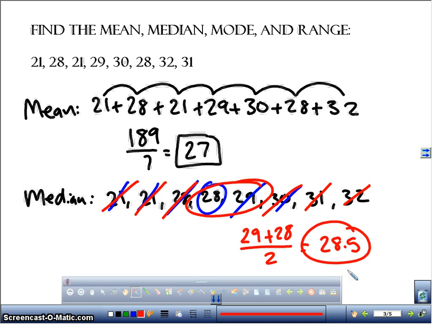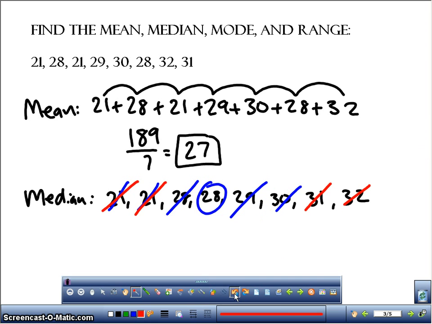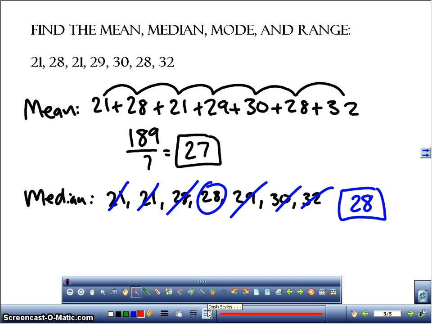So a lot of times your median will just be one number, like we had before. So we just have one number, which was 28 in the middle. But if we end up with two numbers in the middle, we need to add them together and then take the average. So that would have been 28 plus 29 divided by 2, which gives you 28.5. So that's only if you end up with two numbers in the middle when you're counting from the edges. And I think we'll have another experience with that here in a second.